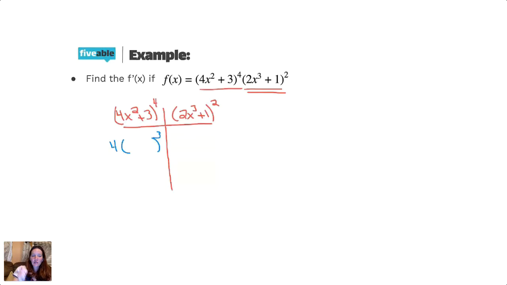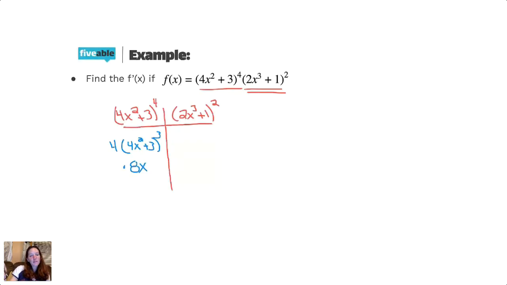Copy the inside, 4x squared plus 3. And then take the derivative of the inside. So I now have 4x squared plus 3, the derivative of that. 4x squared, take the 2 down, you get 8x to the first. The derivative of a constant, 3, is just 0. So that's my derivative of that one. We'll clean that up as we write our final answer.